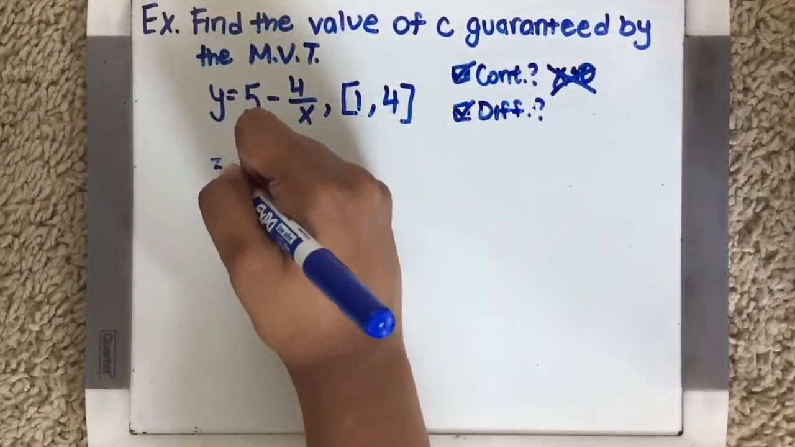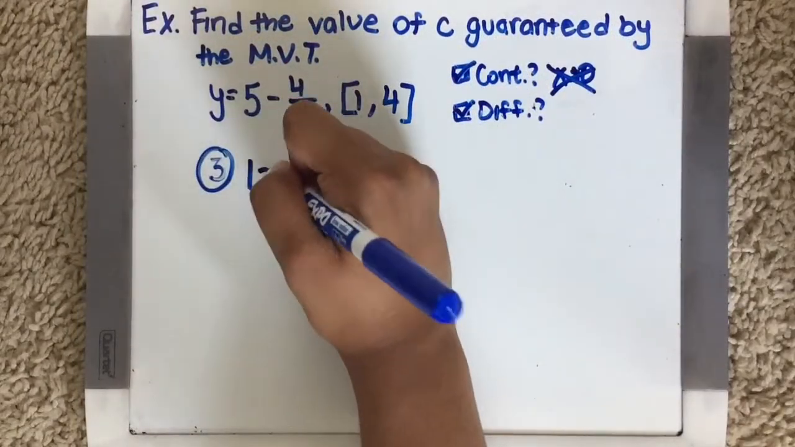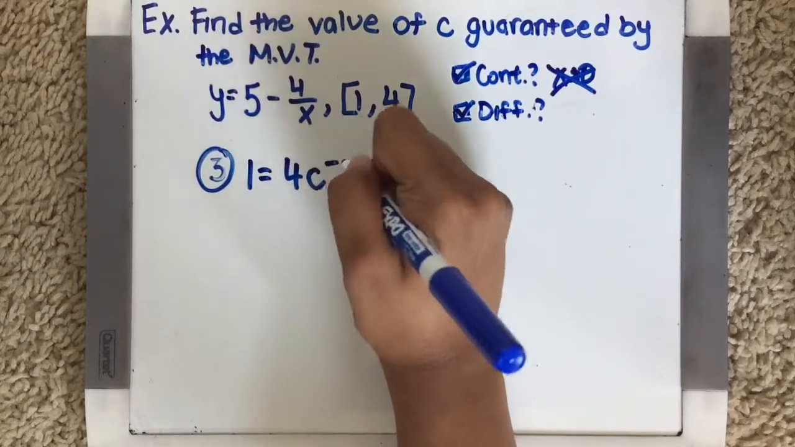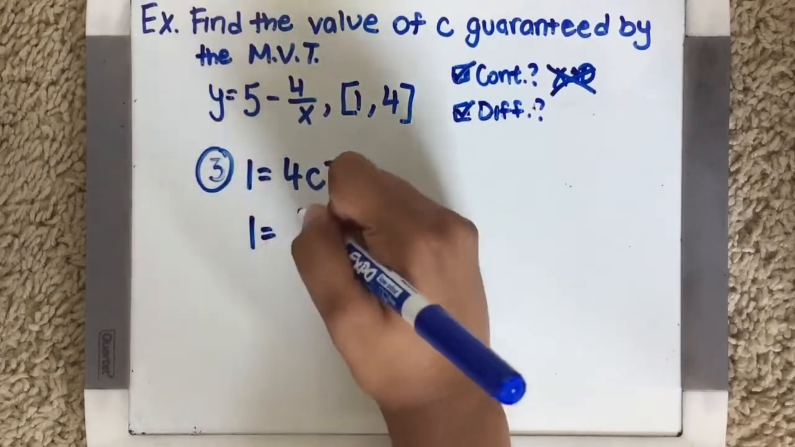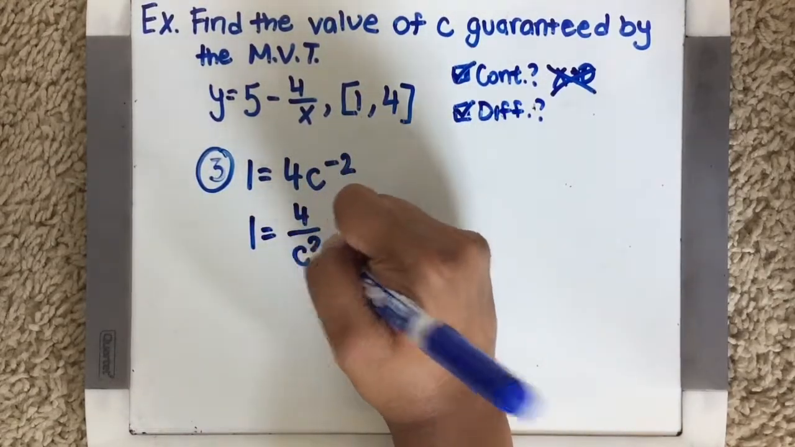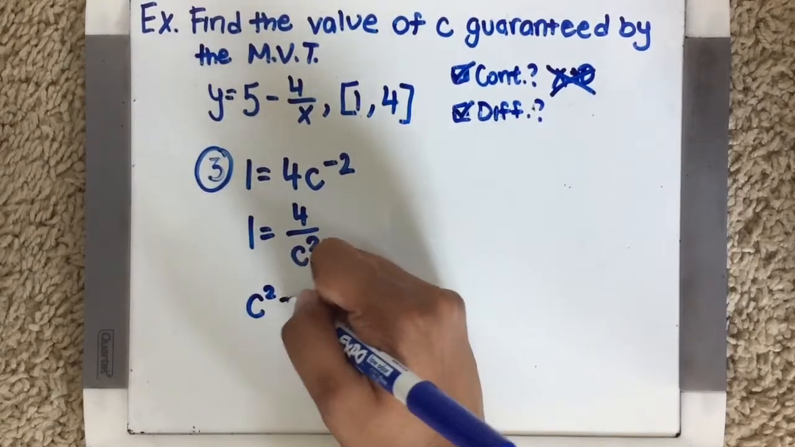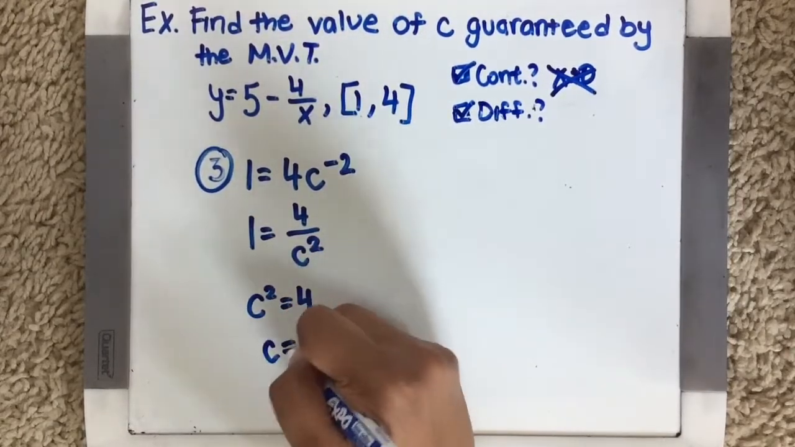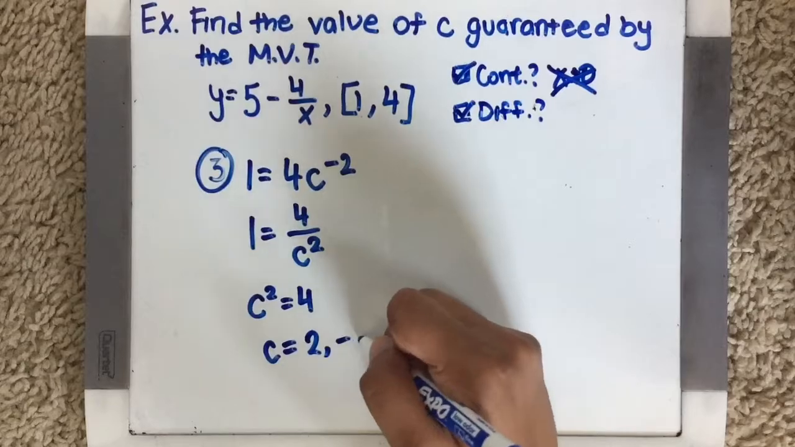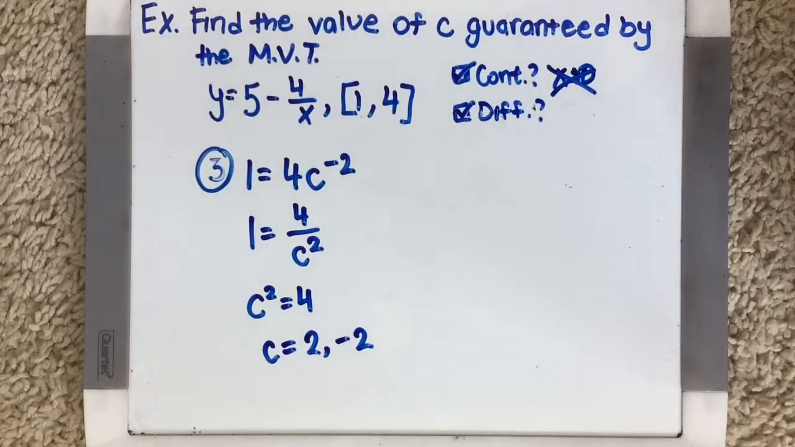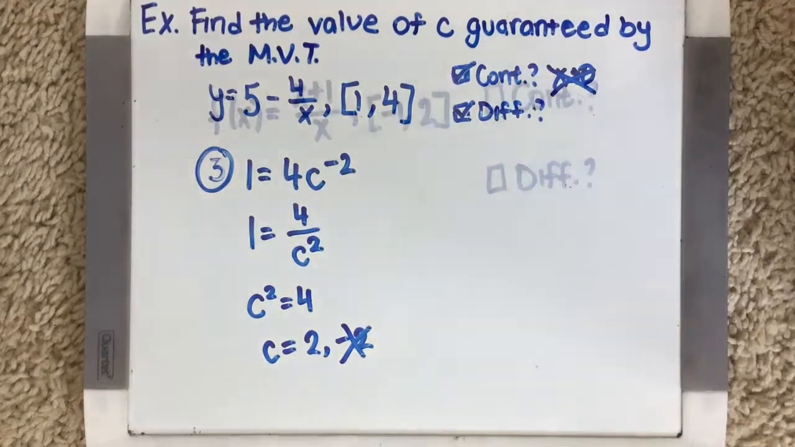Finally, we have to set the two slopes equal to each other. 1 equals 4 times c to the negative 2, and we can rewrite that as 1 equals 4 over c squared. Moving the c squared to the other side, we get c squared equals 4, so c equals 2 and negative 2. However, negative 2 is not within the interval from 1 to 4, so that is not part of our answer. And our answer is c equals 2.